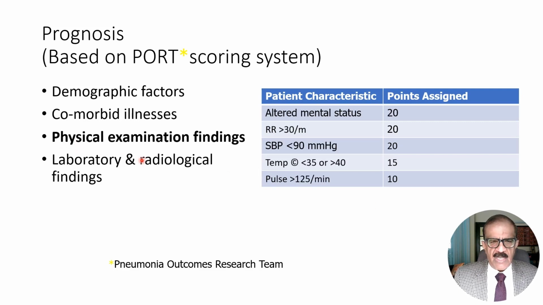On physical examination, if somebody has altered mental status, he gets 20. Of course, you have to see that it is not due to something else, like the patient having been medicated. So altered mental status 20, respiratory rate more than 30, 20, systolic blood pressure less than 90, 20, temperature less than 35 or more than 40, 15, pulse rate more than 125, 10. All these clinical parameters indicate a serious prognosis, and they can all be measured at the bedside based on your clinical examination.